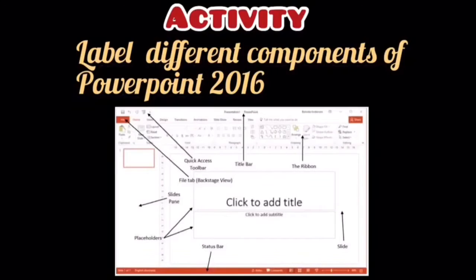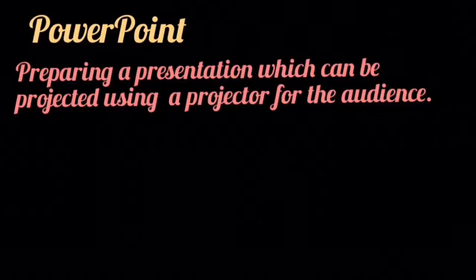Label different components of PowerPoint 2016. They have given you some boxes where you have to fill in the parts: File menu, quick access toolbar, title bar, view menu, slide, ribbon, slide pane and status bar, which is at the bottom. All these things will be given as an activity in the group and the picture will be shared.